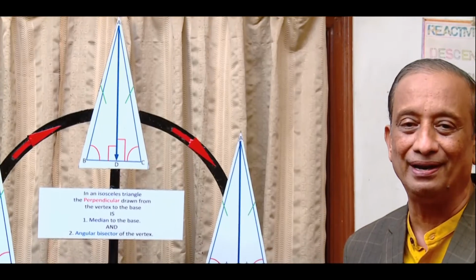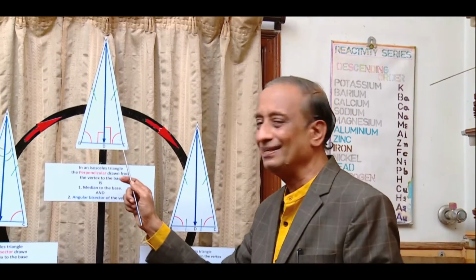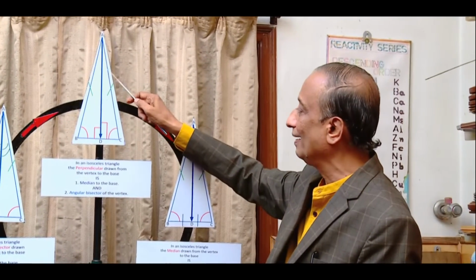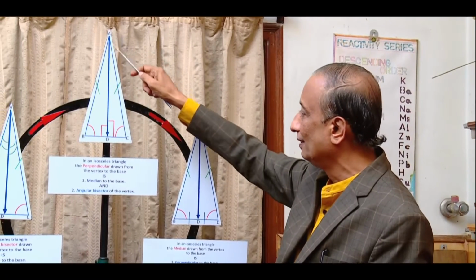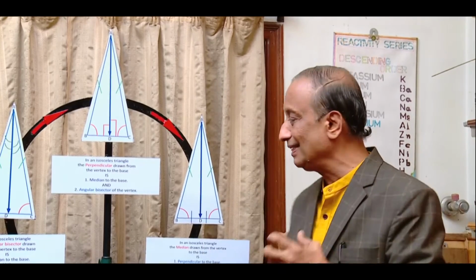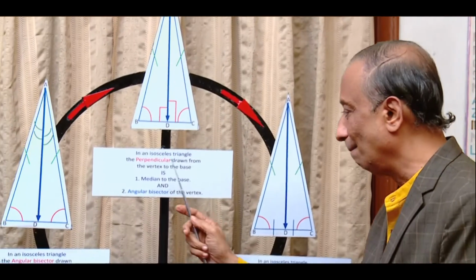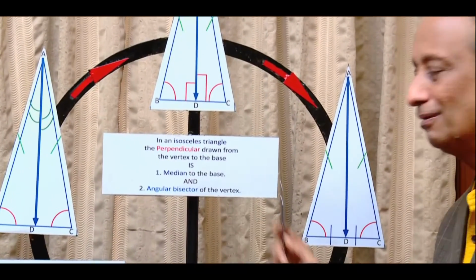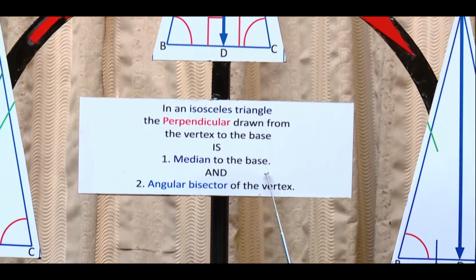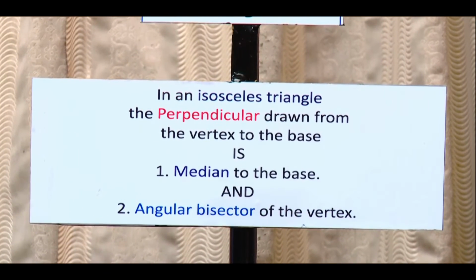Once they are congruent, don't you think the corresponding parts are equal? That is, BD is equal to DC. When BD is equal to DC, we can definitely call this perpendicular the median, and these two angles are equal. When these two angles are equal, this will be an angular bisector also. So we can put all these things in the form of a statement like this. In an isosceles triangle, the perpendicular drawn from the vertex to the base does two things. Number one, it is the median to the base, and secondly, it is the angular bisector of the vertex also.